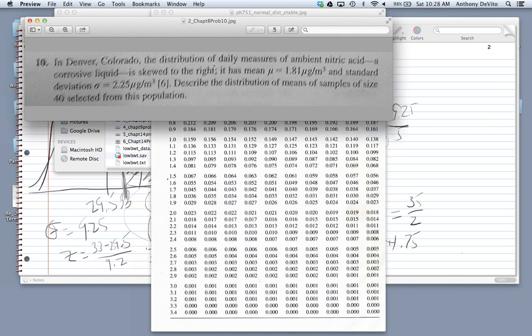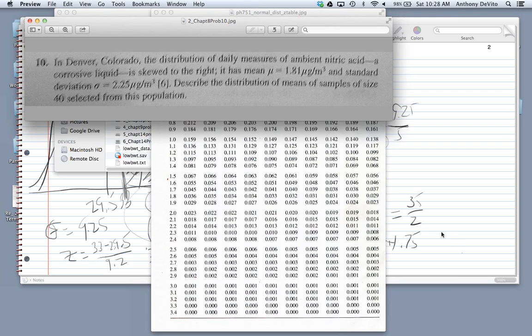In Denver, Colorado, the distribution of daily means of ambient nitric acid, a corrosive liquid, is skewed to the right. We know now that this is not a perfectly normal distribution, a population. It has a mean of 1.81 and a standard deviation of 2.25. Describe the distribution of means of samples of size 40 from this population.